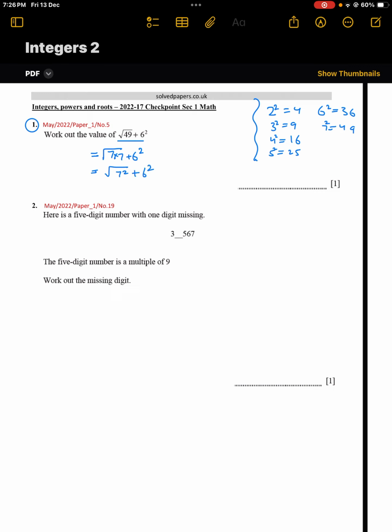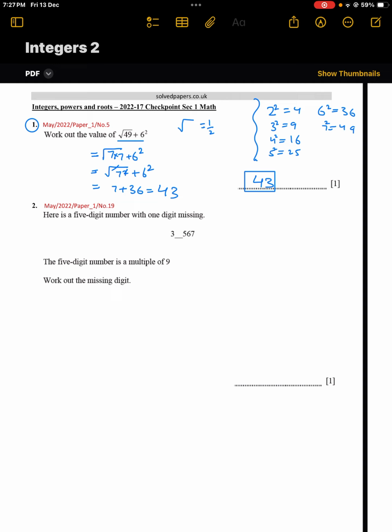As we know, the root's value is 1 divided by 2, and this 1 divided by 2 should come in the power, so the root will get cancelled with the square. We get only 7 plus 6 squared, which is 36. So 7 plus 36 is equal to 43. So our answer is 43. Okay, moving to the next question.